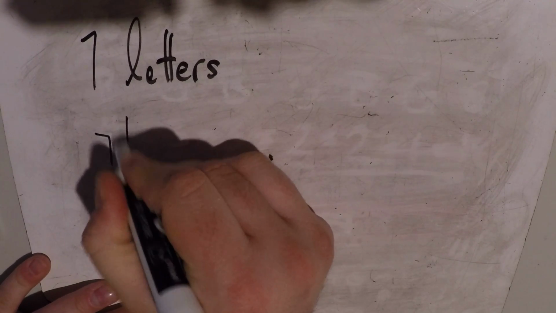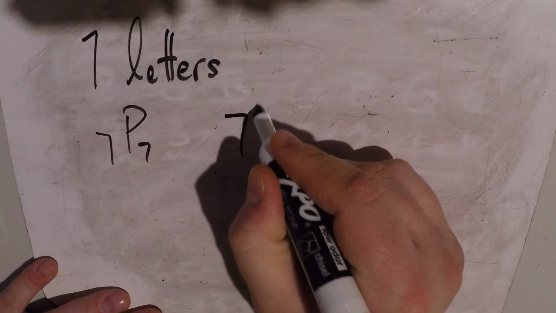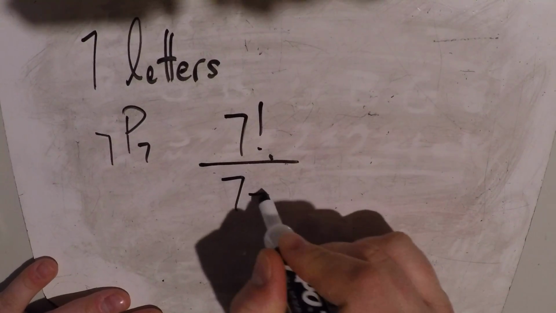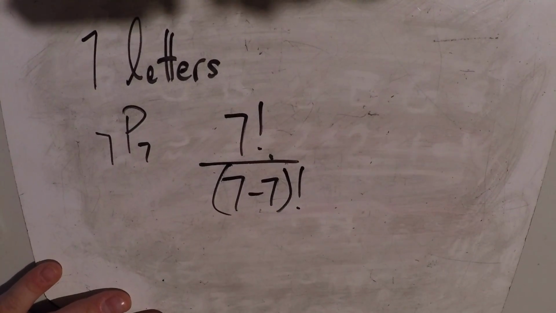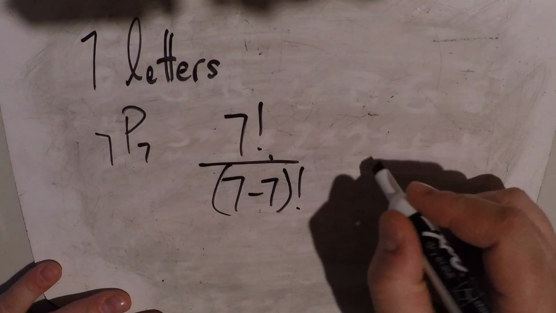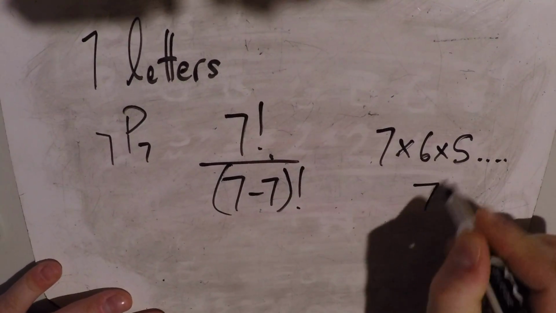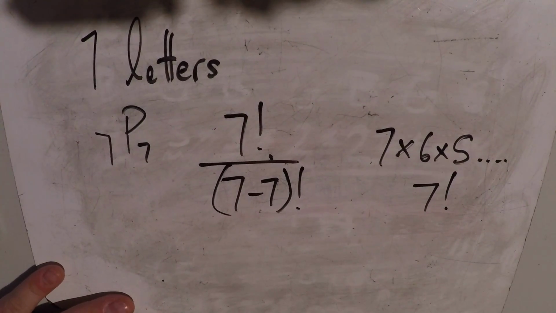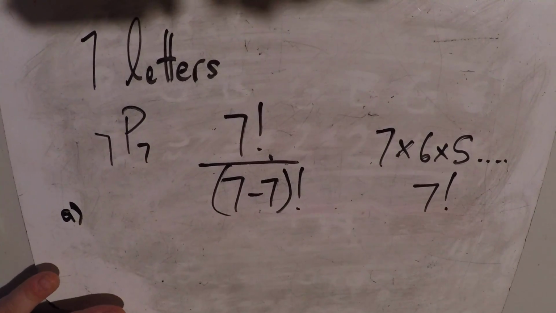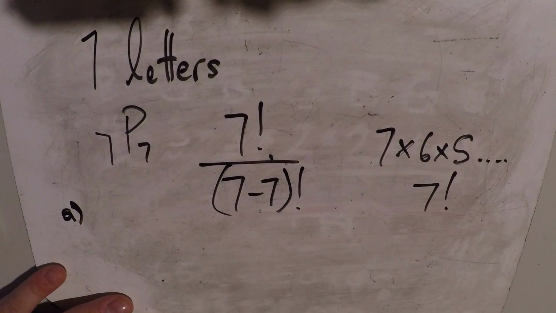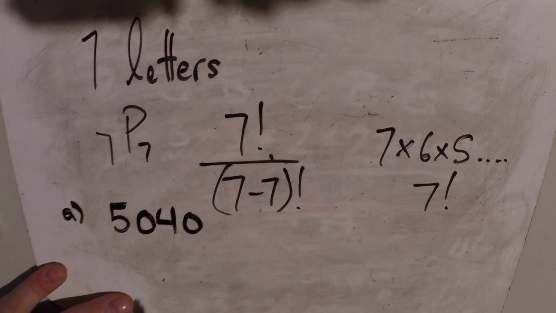So we can go 7P7, that's our new formula for today. We could go 7 factorial over 7 minus 7 factorial. Or we could go 7 times 6 times 5, 7 factorial. Okay, so for letter A, we get 5,040.